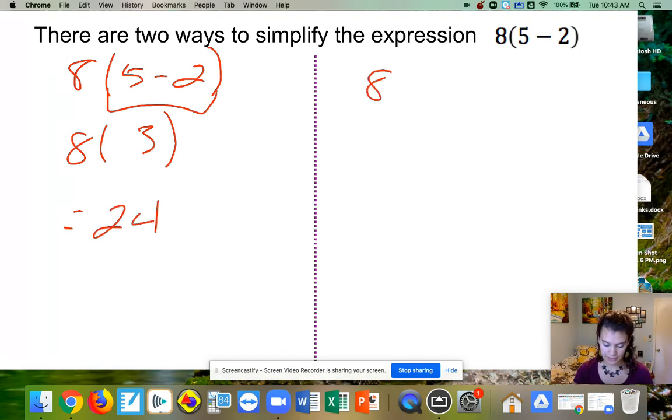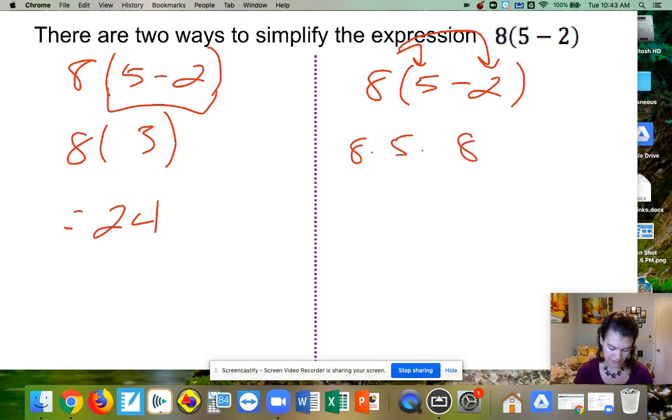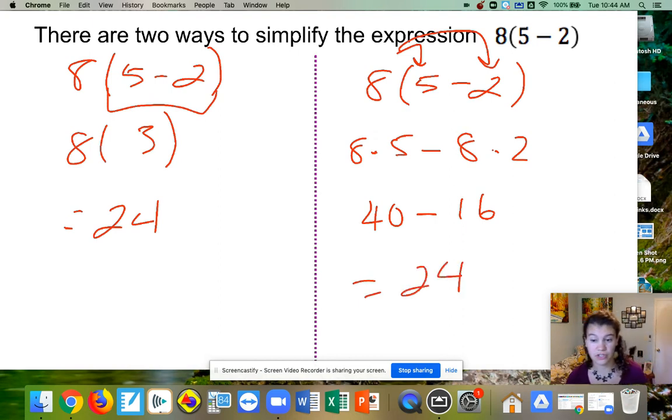The other way we could simplify this is you could distribute in your number. So I could do 8 times 5 and then subtract 8 times 2 from that. So we want 8 times 5 minus 8 times 2. 8 times 5 is 40. And then you're going to subtract 8 times 2, which is 16. And then you'll get the same answer of 24. So for this one with just straight numbers, it doesn't really matter which one you do. It's up to you.